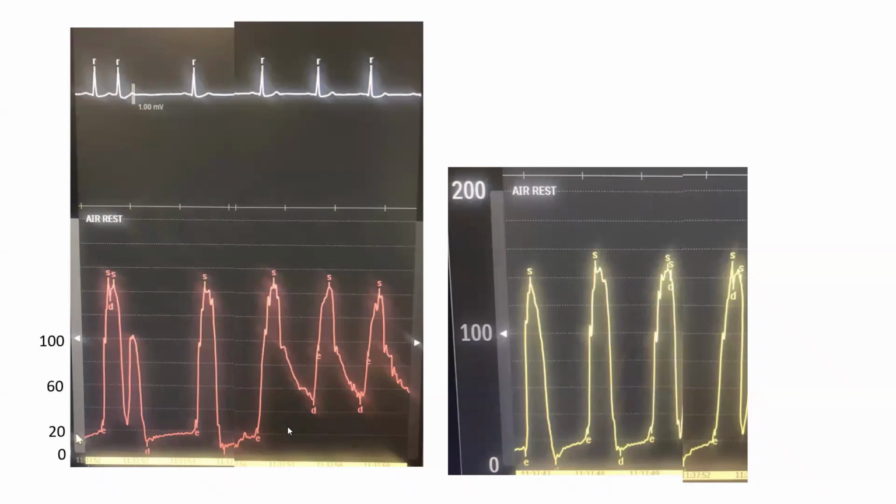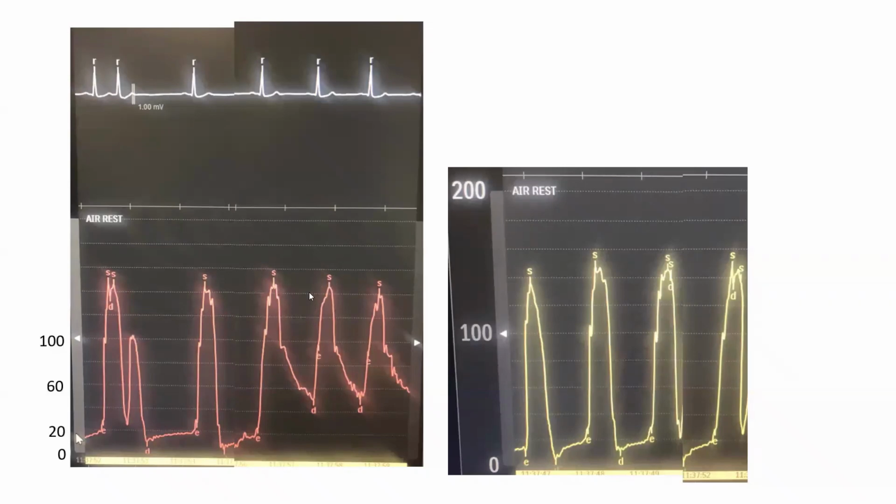They are not high quality, but interestingly, despite not being high quality, they are suggestive of a diagnosis. So I want you to analyze the LV waveform and the aortic waveform. First, let's analyze the aortic waveform.